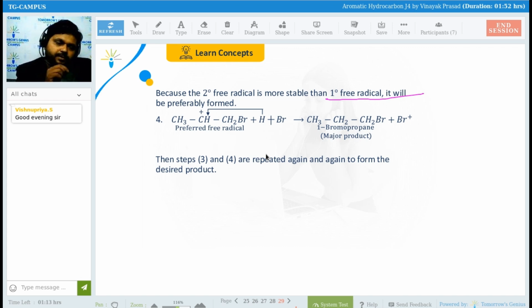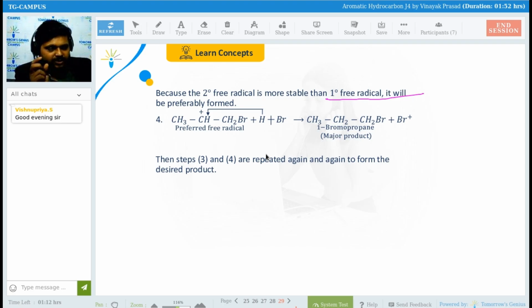Sir, can you repeat the question, sir? The question is, in case of 2 degree carbocation and 2 degree free radical, which is more stable? 2 degree free radical and carbocations, sir. They both are more stable, right? Yes, sir. Got my point?